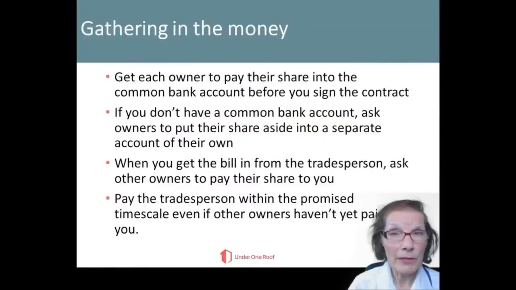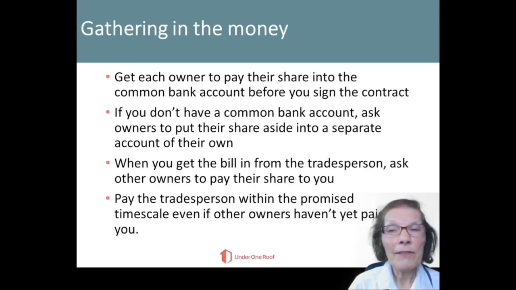Okay, Annie. Supposing that you have agreement from people, then what you need to do is to get each owner to pay their share into the common bank account before you sign the contract. If you don't have a common bank account, you can ask owners to put their share aside into a separate account of their own. And if it's a small repair, not a very high cost, they may be willing to give you the money in advance of you commissioning the tradesperson. And that is really useful if it seems reasonable for owners to do that.